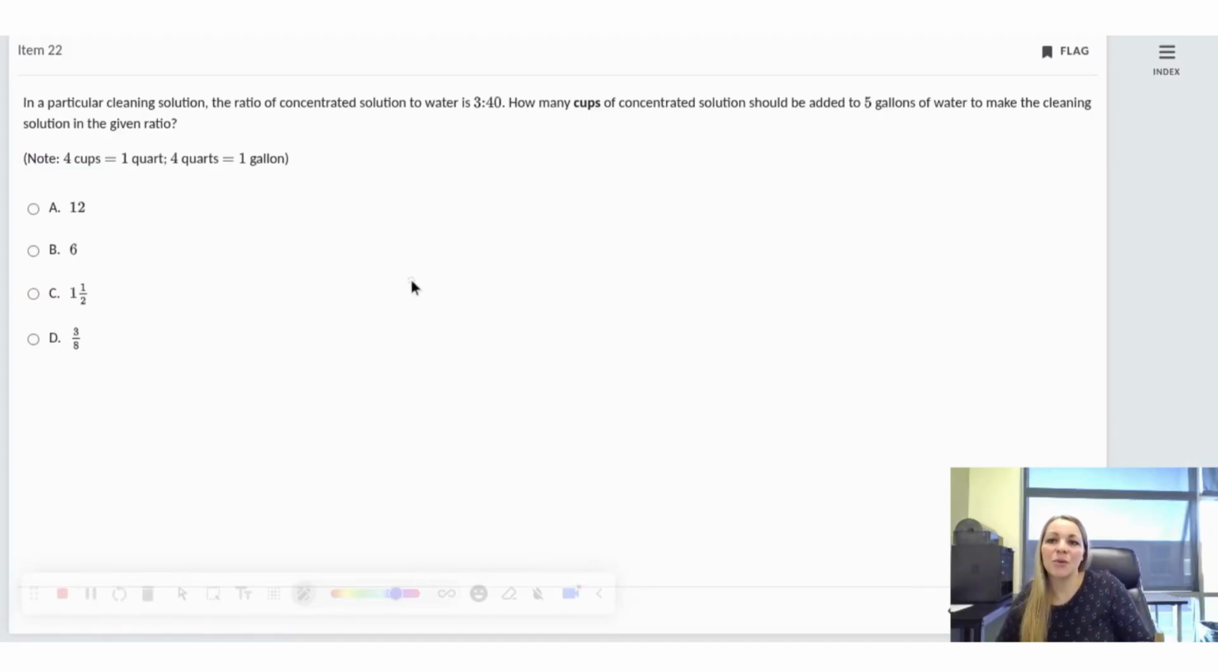Question number 22. In a particular cleaning solution, the ratio of concentrated solution to water is 3 to 40. How many cups of concentrated solution should be added to 5 gallons of water to make the cleaning solution in the given ratio? I'm going to start by writing just this 3 to 40 down here.